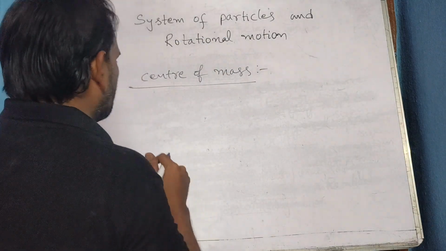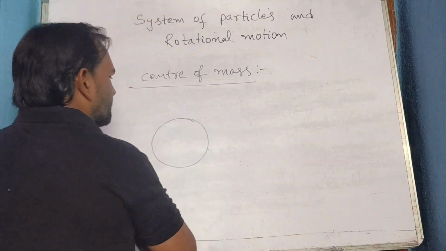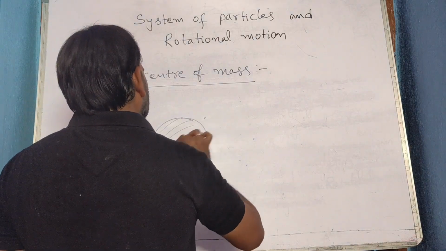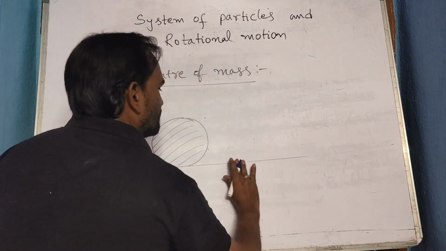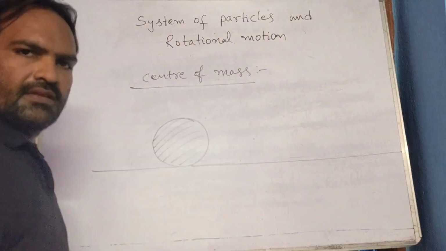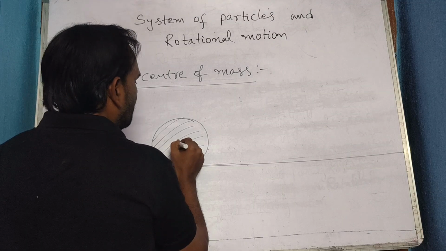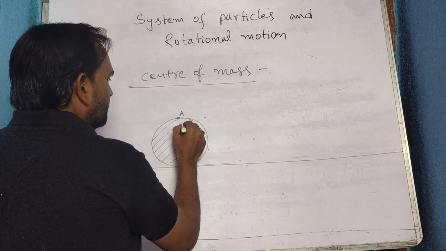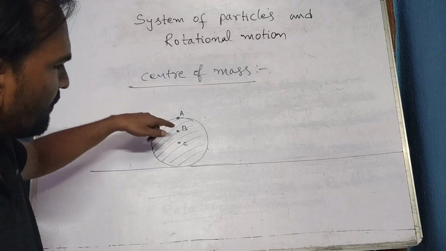Okay students, let's look at one example. Observe here, one wheel, a disc. When the disc moves along a straight path, we take different particles at the points A and B and C. C is the center of this body. These are the different particles.